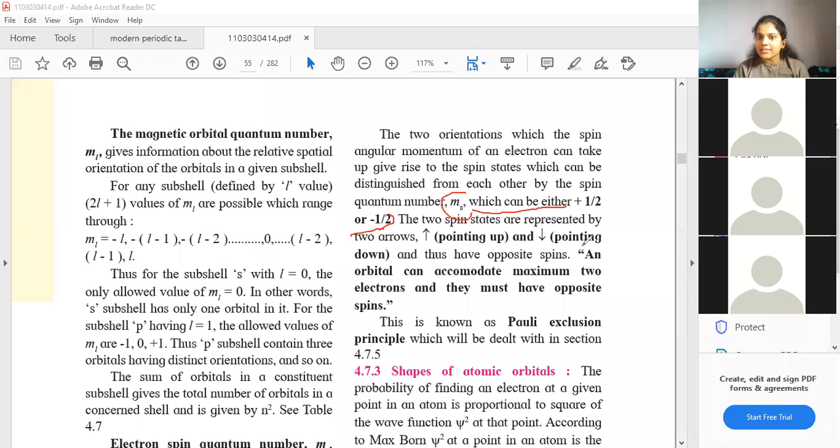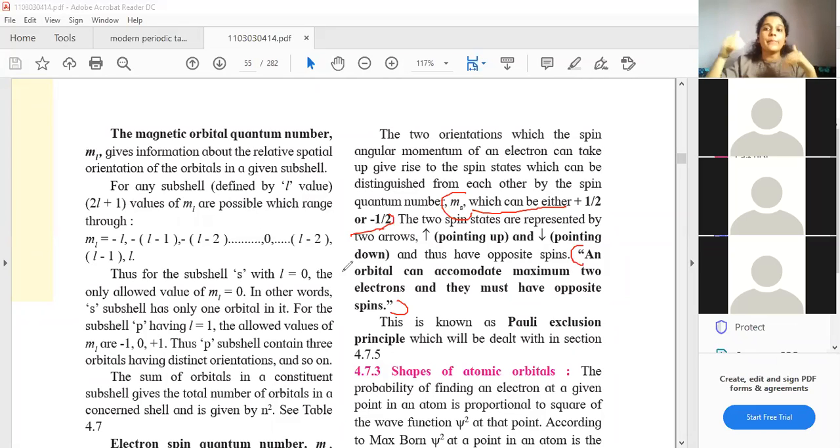Then you all can mark this point, students: an orbital can accommodate, okay, an orbital. When I say orbital, you remember when we did the principal quantum number, there was the n square column. That n square gives me all the possible orbitals inside the shell, the subshell, and the orbitals inside the subshell, in total. Your S subshell has one orbital, P has 3 orbitals, D has 5 orbitals, F has 7 orbitals.